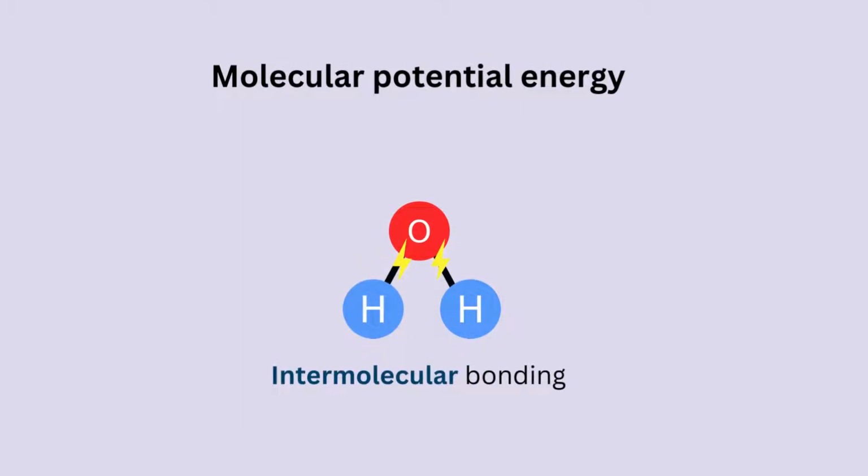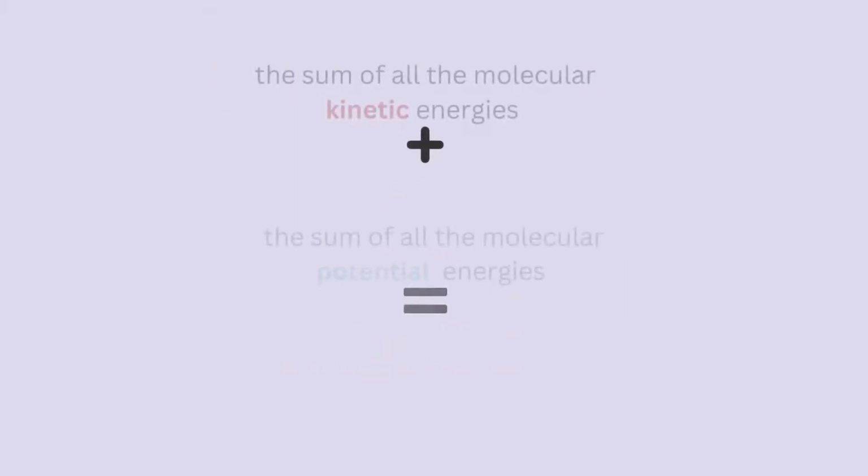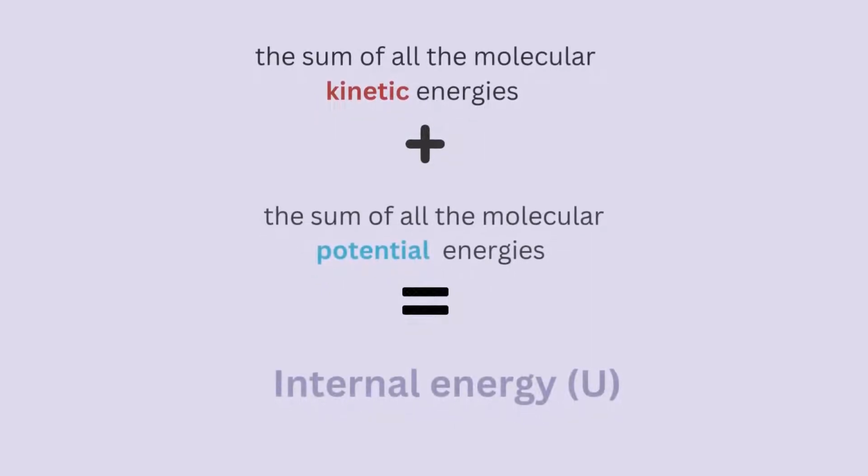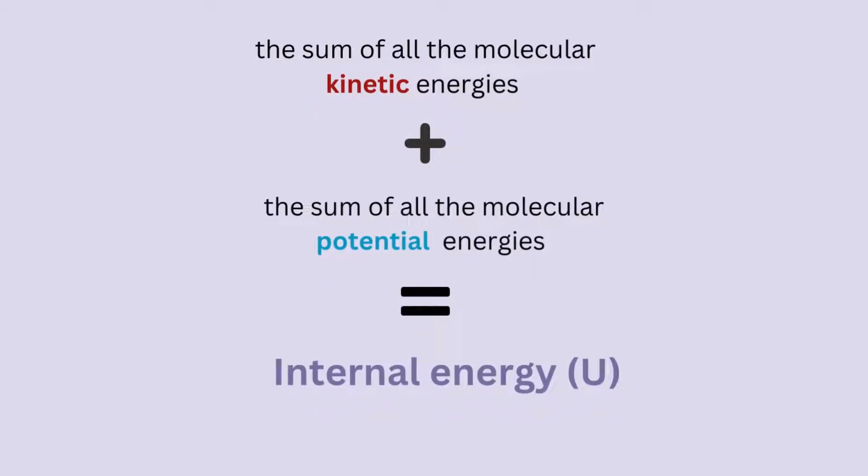Just like the molecular kinetic energy, there is also molecular potential energy, which is the electromagnetic force acting amongst the atoms of an individual molecule and between each separate molecule. Now, the sum of all these types of energy that are exhibited by the particles is called the internal energy. It is denoted by an uppercase U.